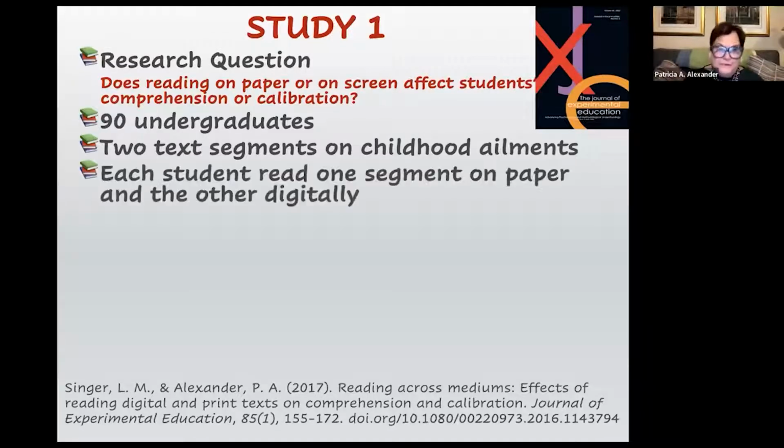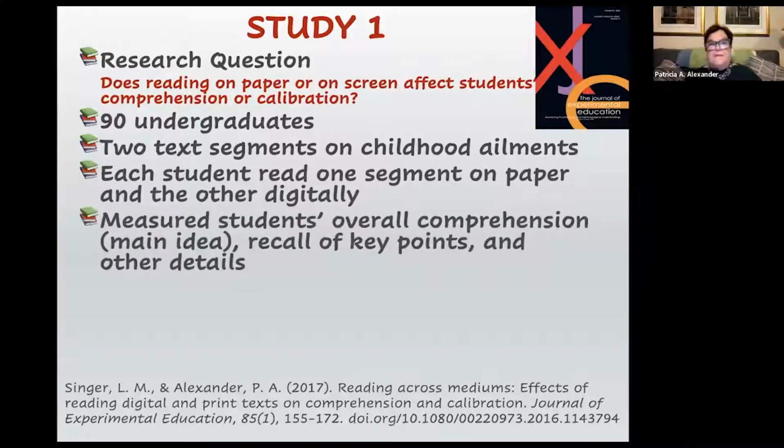And what we did with those two segments is we had them read one on paper and one digitally. And then we measured comprehension, which is our interest. In that comprehension, we looked at three kinds of questions. The first one being what we might call the gist, the gestalt question, the big picture question. What did you get? What was this thing about? What was the author trying to tell you?